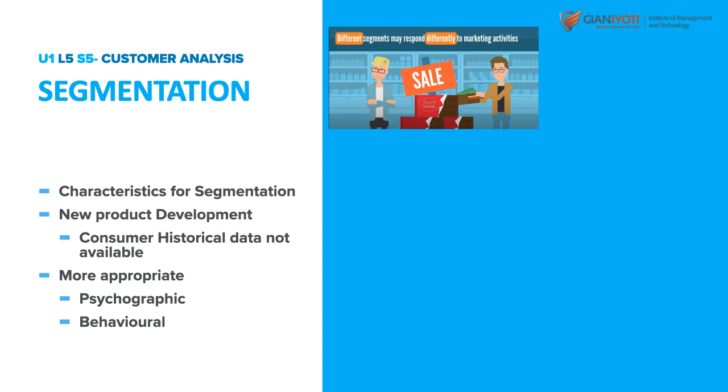Different segments may respond differently to marketing activities, so we try to pick the similar responses and segment them. For example, say there is a big sale. Different sets of people will behave differently to that sale. Based on that, we try to put them in different segments.